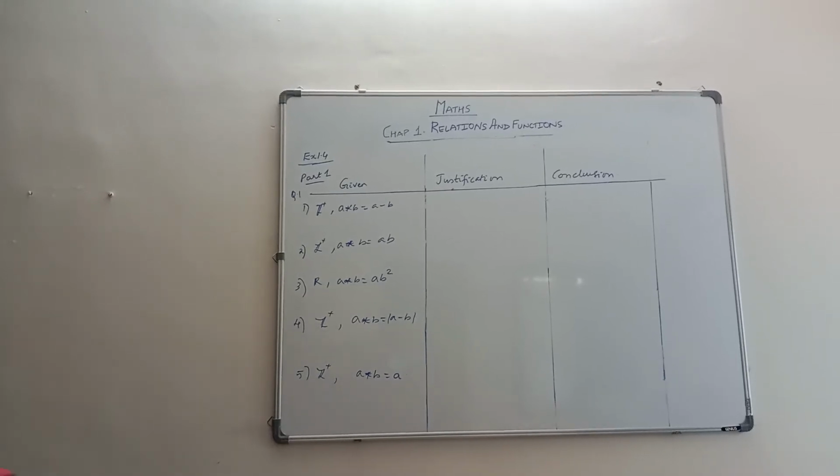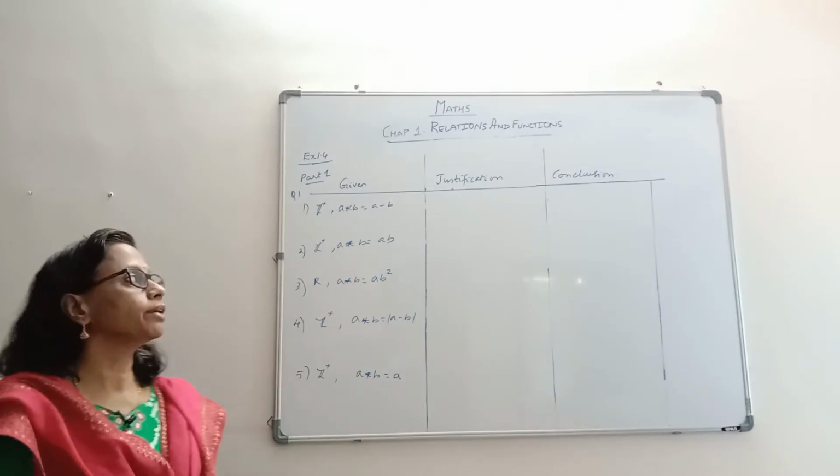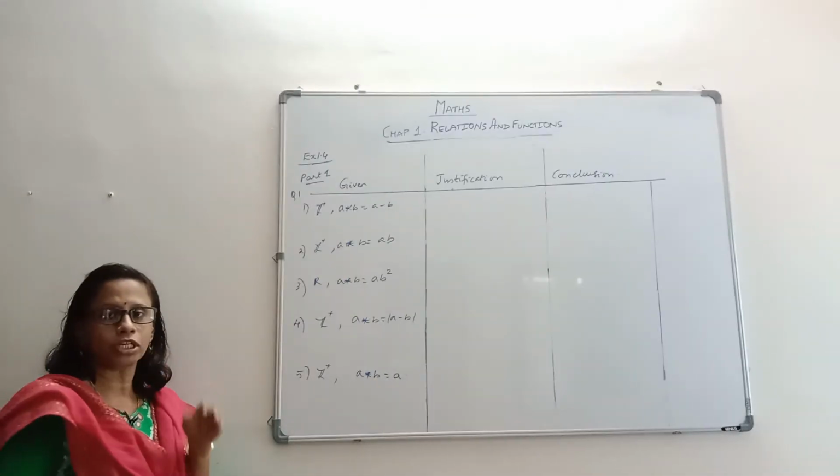Hello folks, we come to exercise 1.4, and this is part 1 video. Here we are checking the binariness of a particular operation.